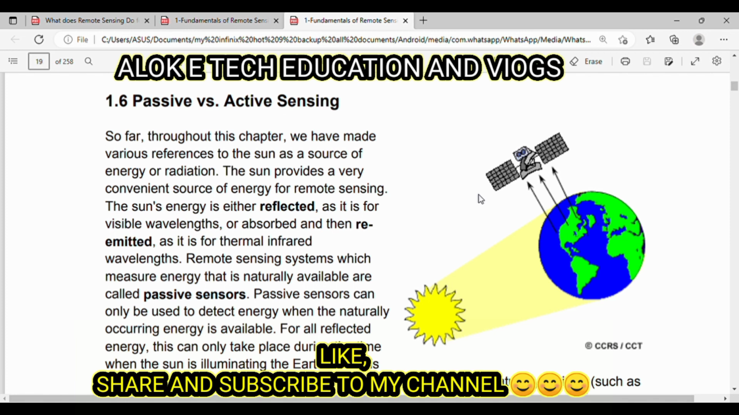If we study the sensors of remote sensing, the sun provides a very convenient source of energy for remote sensing. The sun's energy is either reflected, as it is for visible wavelengths, or absorbed and then re-emitted, as it is for thermal infrared wavelengths. Remote sensing systems which measure energy that is naturally available are called passive sensors. Passive sensors are used when the naturally available energy of the source is used for sensing the object.